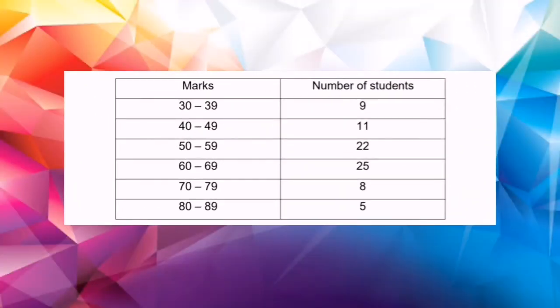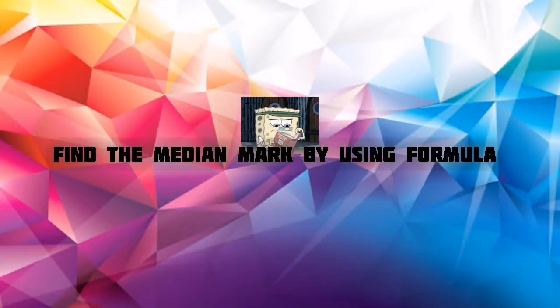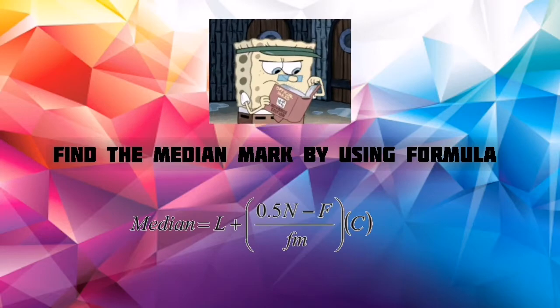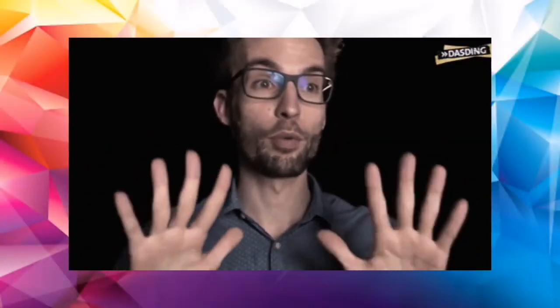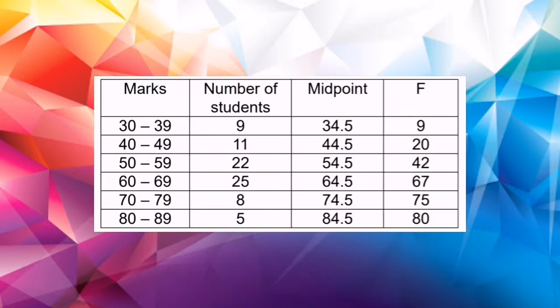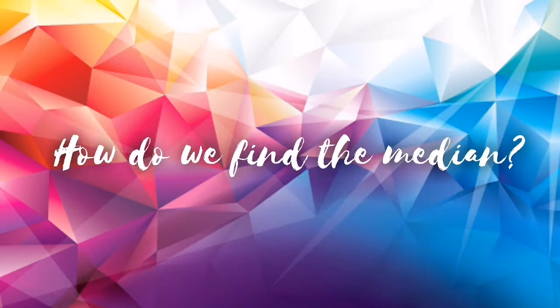And the last part is part C. The following table shows the distribution of marks of 80 students in a mathematics test. For question 1, we need to find the median mark by using the formula. But before that, I prepared a table for midpoint and cumulative frequency. So, how do we find the median?